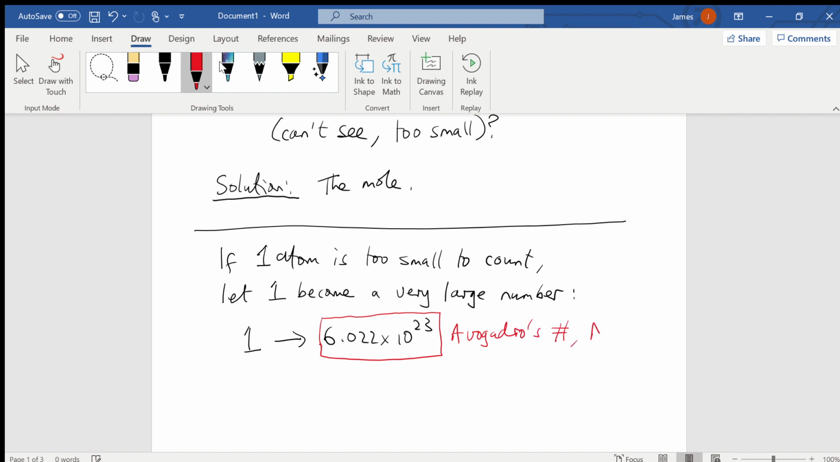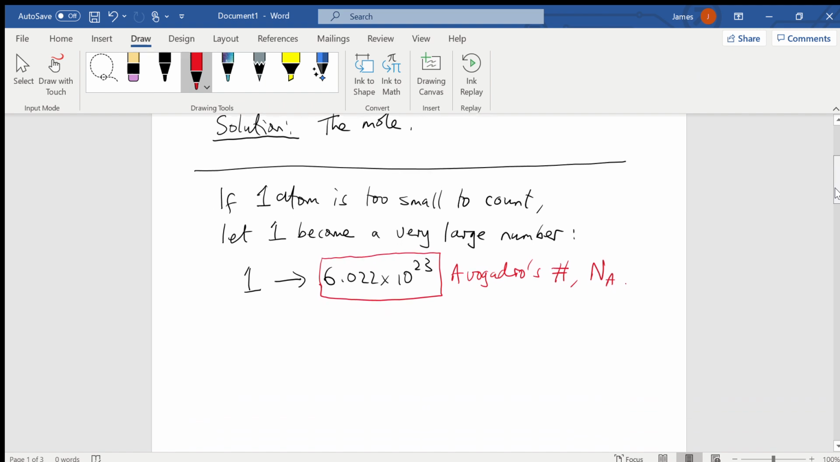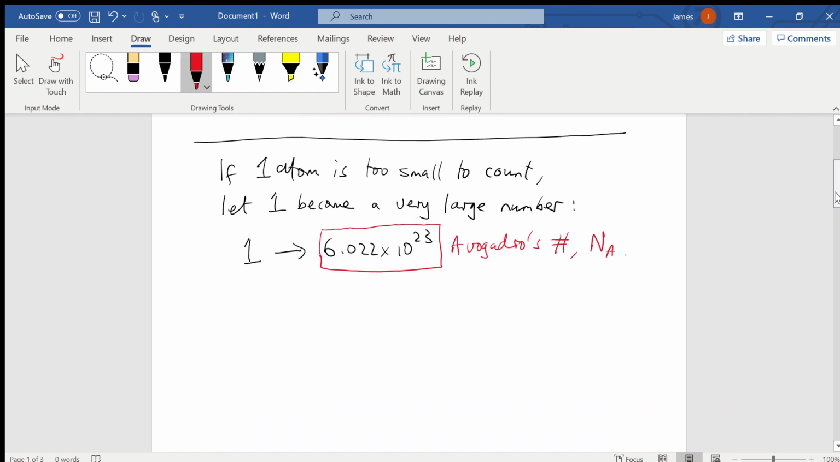It has the symbol capital N, lower script capital A, frequently. Later on in another video, I'll show you where this number comes from. It's not just a random number. It's actually the ratio of two fundamental constants, but it's conveniently large enough that we can see it. So you might not be able to see one atom, but you can definitely see Avogadro's number of atoms and manipulate them with your huge hands, which essentially is what we need to do to count, right? You count with your hands.